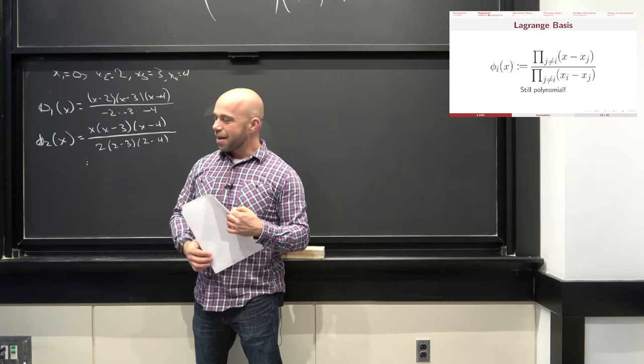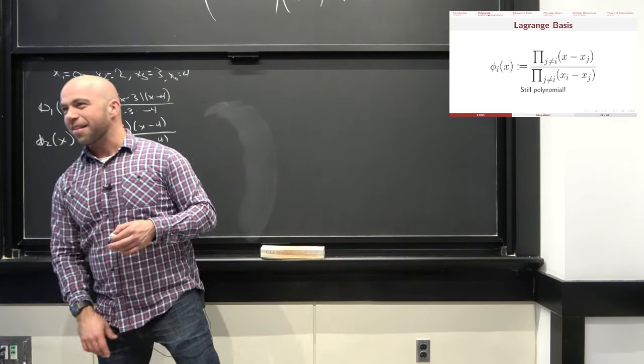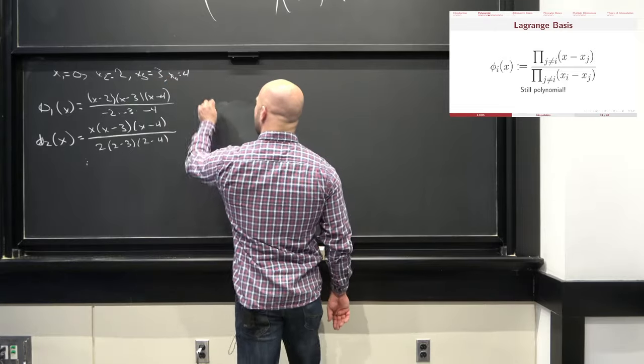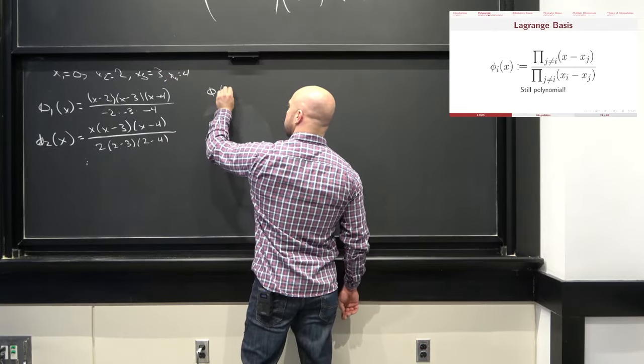That make sense? Now, why on earth would I choose this basis? Well, let's see something. What happens if I do phi 1 of 0?